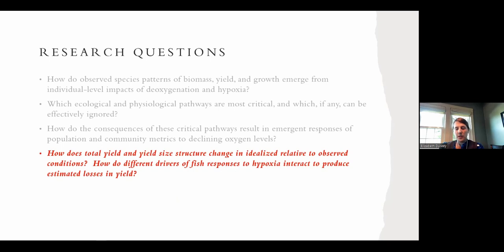In this study that I'm discussing here, we use the same modeling framework to ask the following questions, shown in red. So how do characteristics of yield respond in more ideal historical relative to more recent conditions? And how do different pathways by which oxygen impacts individuals and their resources interact to produce estimated losses in yield?